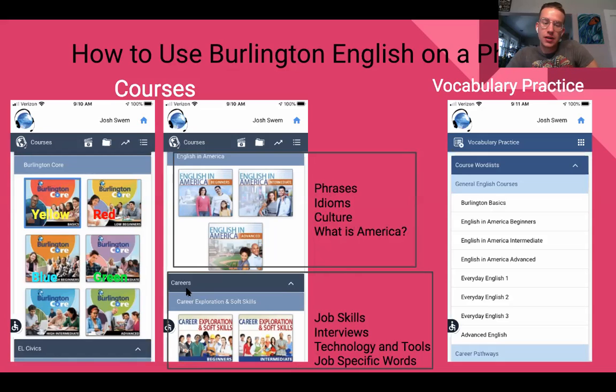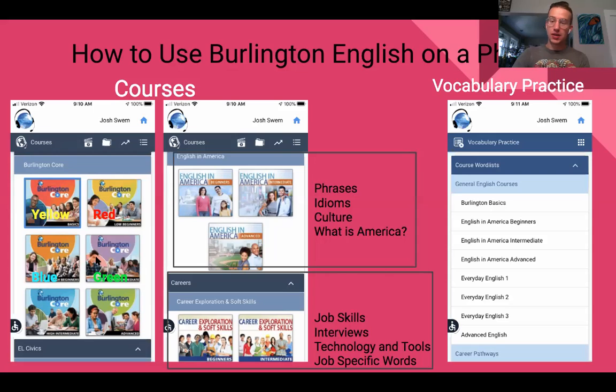Then you have the career section. Here you can learn about job skills in English, how to prepare for an interview or to fill out an application, different technology or tools that you need for different jobs, and job-specific words.